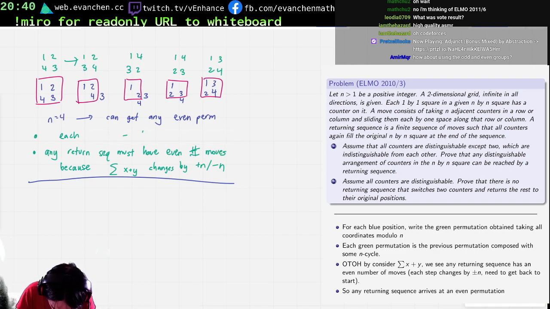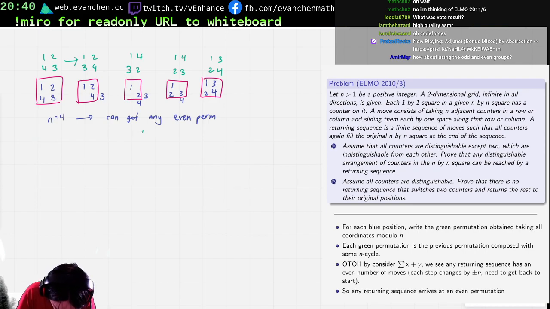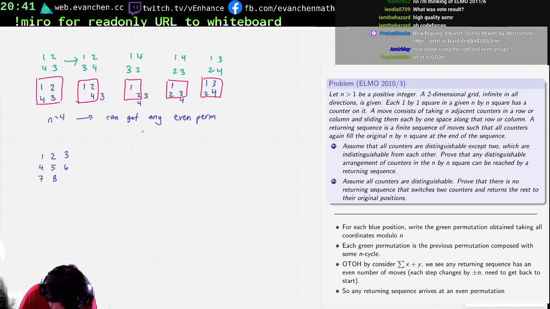Actually. Okay. Construction. Is it true I can get any even permutation actually? OTOH is on the other hand. Okay, I'll just write it out. It might not be true I can get literally no, but it has to be true, because if you only have 2 counters that you don't care about, then that controls the parity.